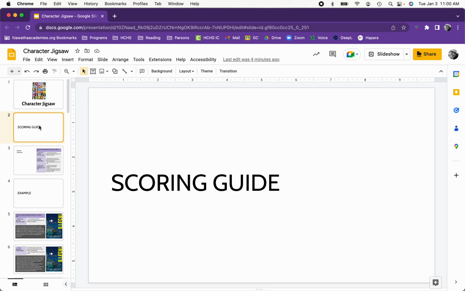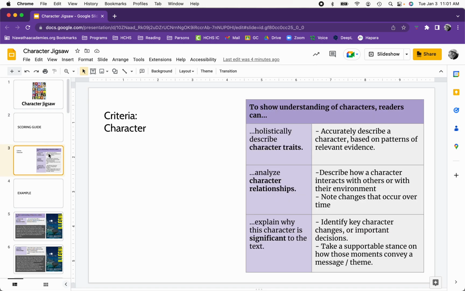As we get into this activity, the first thing that you need to understand is how you'll be scored on this assignment and also on our summative task at the end of the unit. To show me that you are skilled at understanding and analyzing characters in a piece of literature, you have to do these 3 things. First, describe the character based on patterns of relevant evidence. That just means over the course of the text, what different things have you seen that help you understand who the character is and what they're about?